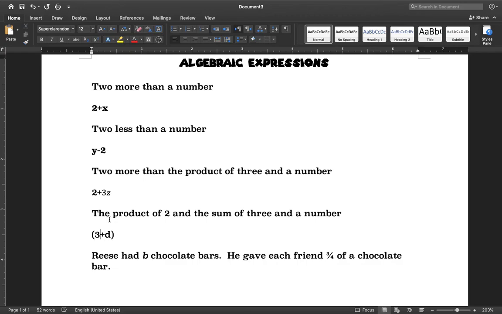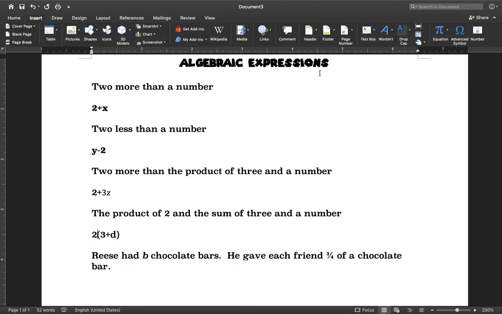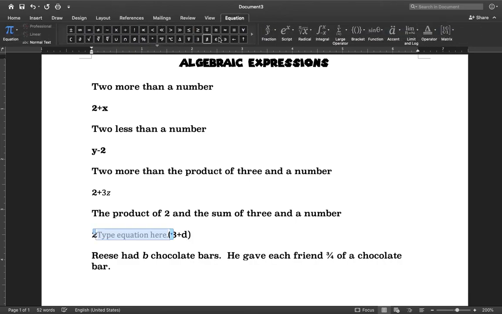The product of 2 and the sum of 3 and a number. So here again, I could use the parentheses. There's a ghost multiplication sign here. I could do without the parentheses. Ghost multiplication sign, or 3. Let me just put that thing that looks like a belly button right there. 2 times 3 plus d.